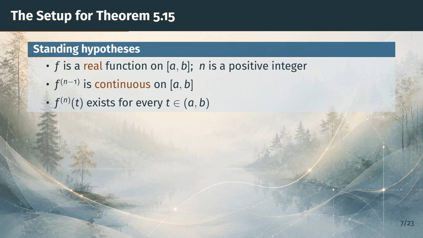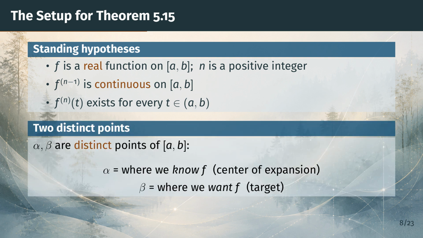Next, we introduce the two special points. Finally, we fix two distinct points, alpha and beta, in the interval. Think of them as playing different roles. Alpha is the center of expansion, the place where we know everything, namely the values of f and its derivatives up to order n minus 1.